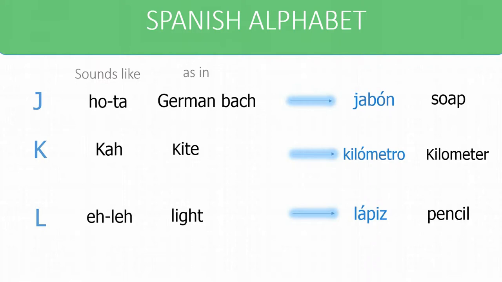So let's remember the letters that we have learned so far. So we have A, B, C, D, E, F, G, H, I, J, K, L.